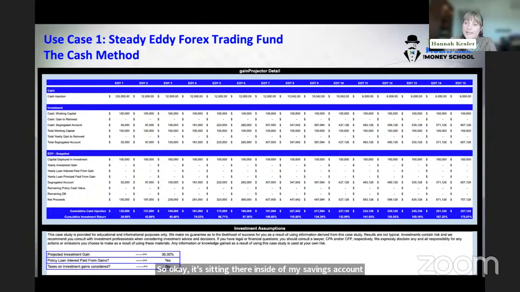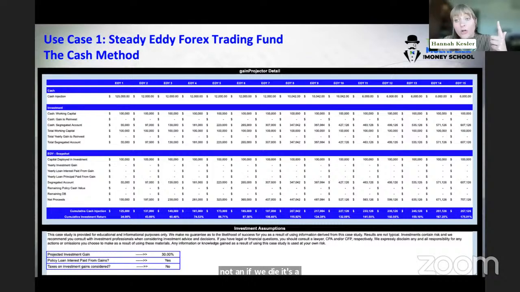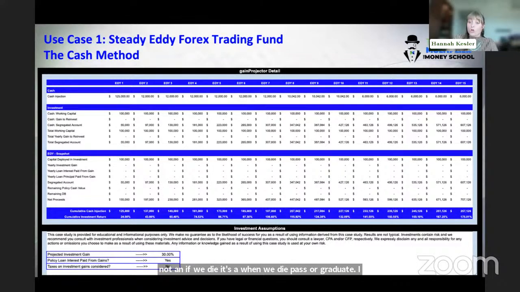It's still liquid money to me, but I got to get a 1099 on that money. That's going to be taxable growth inside of that savings account. I also don't have a death benefit, because it's not an if we die, it's a when we die, pass or graduate. I like to use the word graduate, but you can use whatever word you want to use. It's not an if, it's a when. There's no death benefit here. So my family's not going to get that paid out.